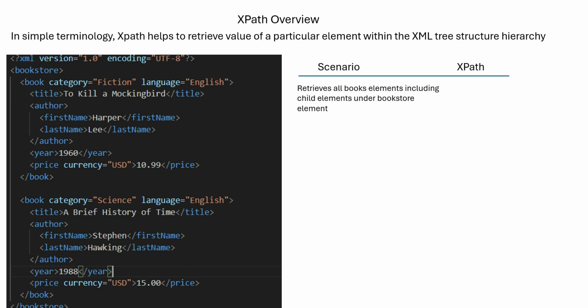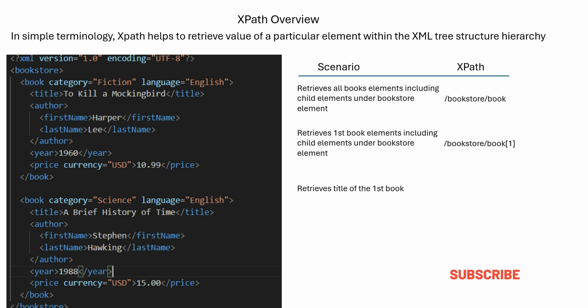First, if you want to retrieve all the book elements, including the child elements under the bookstore element. So we are looking at retrieving all the books. The way we retrieve is /bookstore, we just have one bookstore, /book. With this, we will be able to retrieve two books in this case. If we want to retrieve the first book element, including the child elements under the bookstore, in this case we will say /bookstore/book[1]. That will return only the first entire book element.